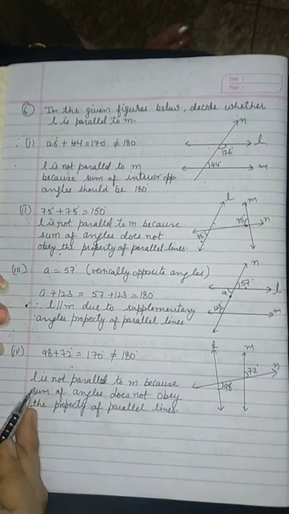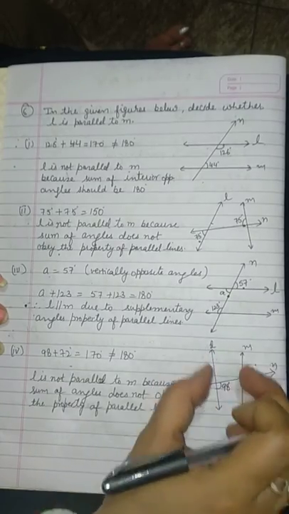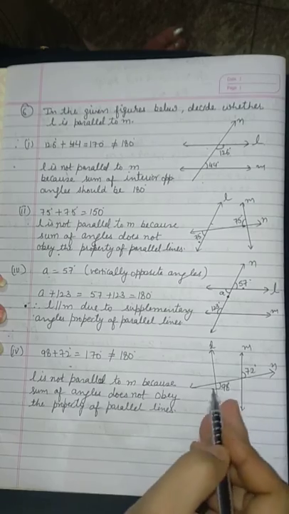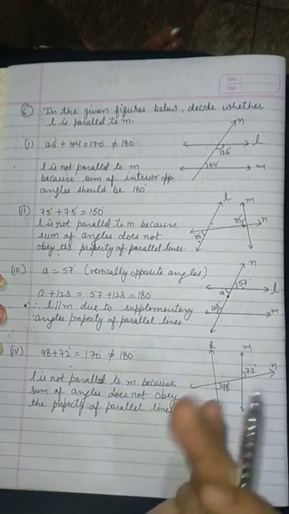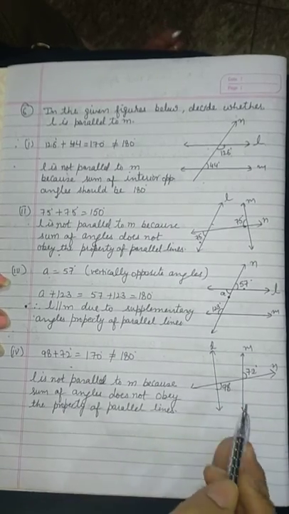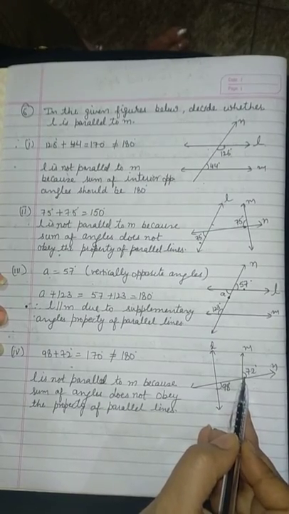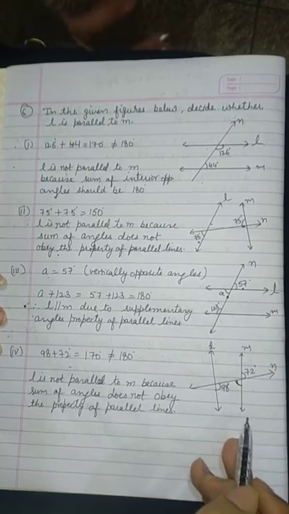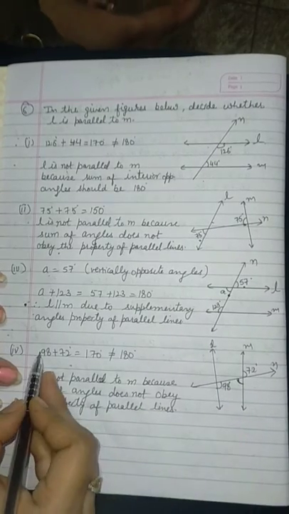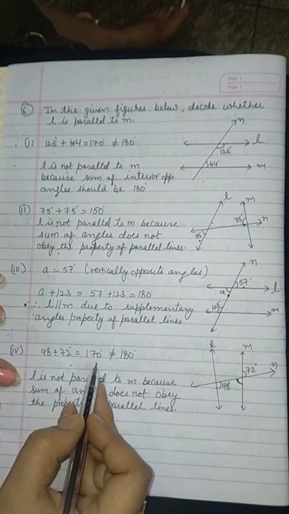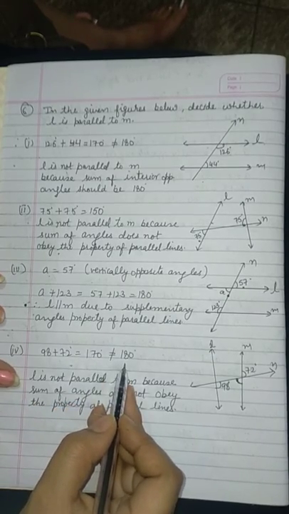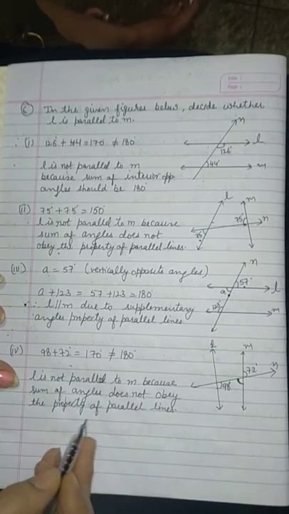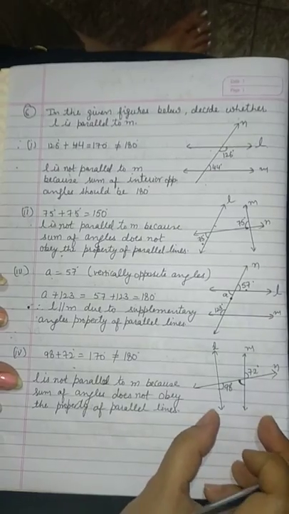Then in the last part of this sum, we have lines L and M and a transversal. Again we have to check whether the property holds here or not. If it is 72 here, again it will be 72, because they represent vertically opposite angles. If we add them, 98 plus 72, it is again 170. It is not equal to 180. So L is not parallel to M, because the sum of angles doesn't obey the property of parallel lines.